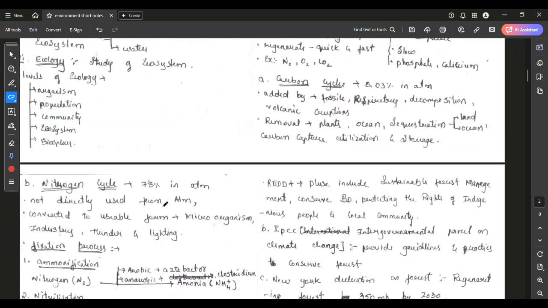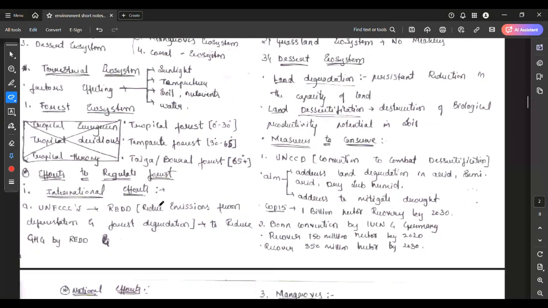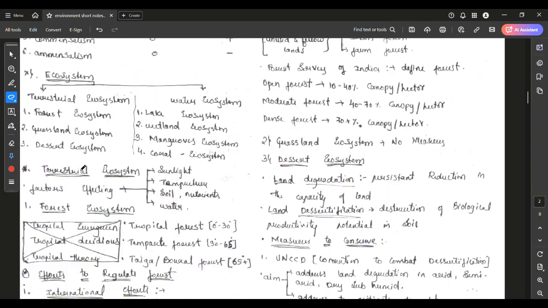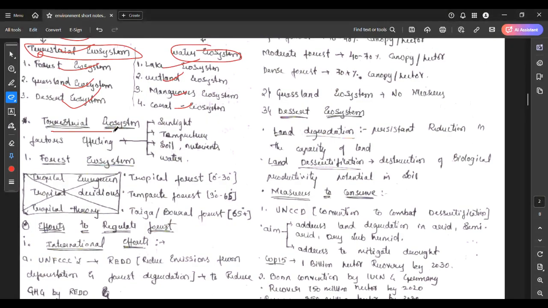And you can also see how I explained. You can see here that ecosystems are classified into two types, the terrestrial ecosystem as well as the water ecosystem. The terrestrial ecosystems are the forest ecosystem, grassland ecosystem, desert ecosystem. The water ecosystems are the lake ecosystem, wetland ecosystem, mangrove ecosystem, coral ecosystem. First I wrote the terrestrial ecosystem. You can see the factors affecting the terrestrial ecosystem are sunlight, temperature, soil, nutrients and water.